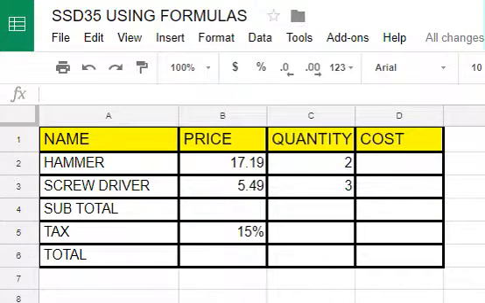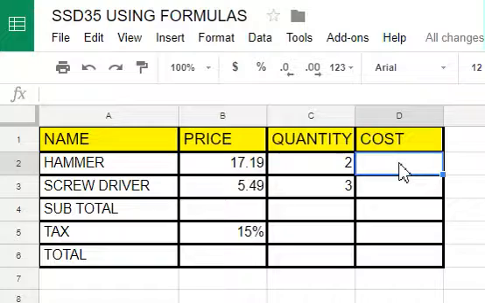I will now demonstrate how to create formulas for this spreadsheet for this invoice. The hammer is $17.19, and there's two of them. I want the total cost to be in D2. So that's where I want my answer.